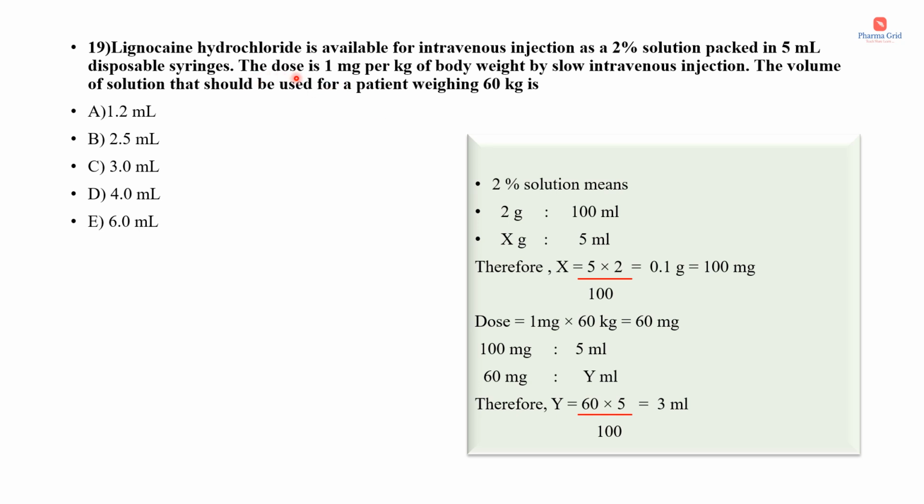Here the dose is given as 1 milligram per kilogram of body weight, and the weight of the patient is 60 kilogram. So dose will be 1 into 60, that is equal to 60 milligram. From the previous step we got that 100 milligram is present in 5 ml. Now we need to calculate the volume that contains 60 milligram of the drug. Let it be y. Therefore, y is equal to, cross multiply, 60 into 5 divided by 100, that is equal to 3 ml. So here the correct answer is 3 ml.